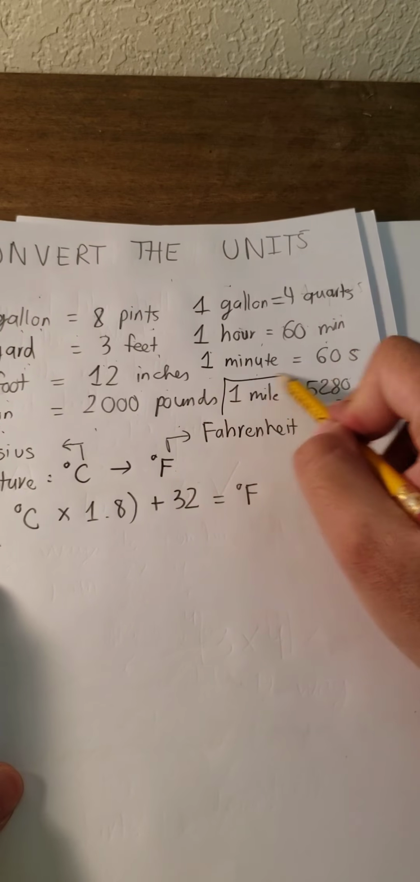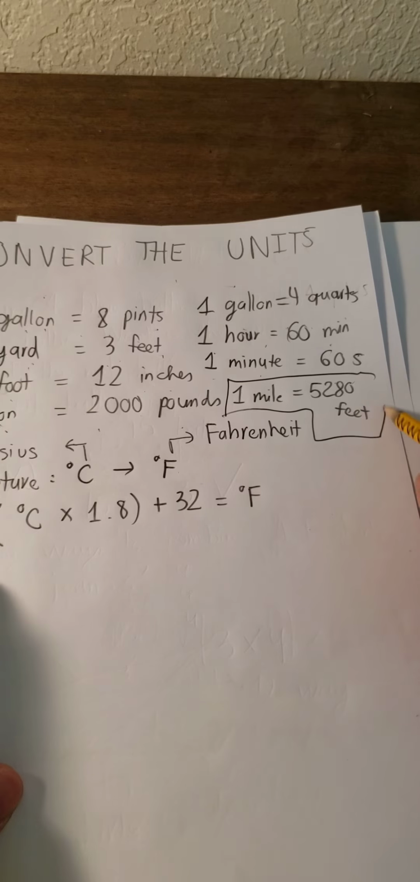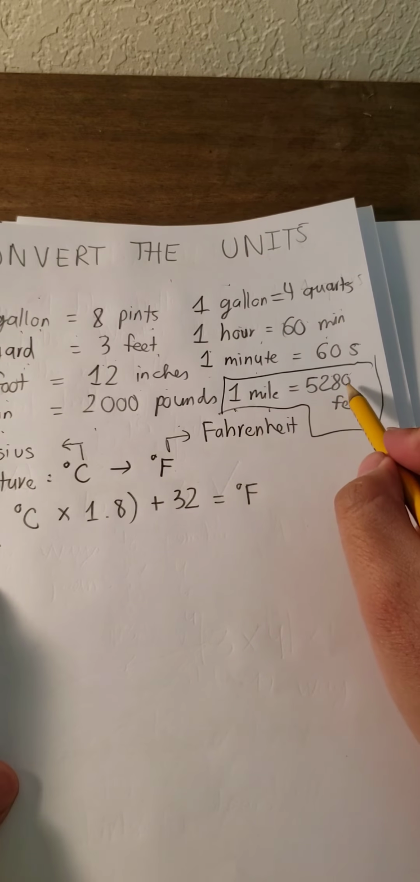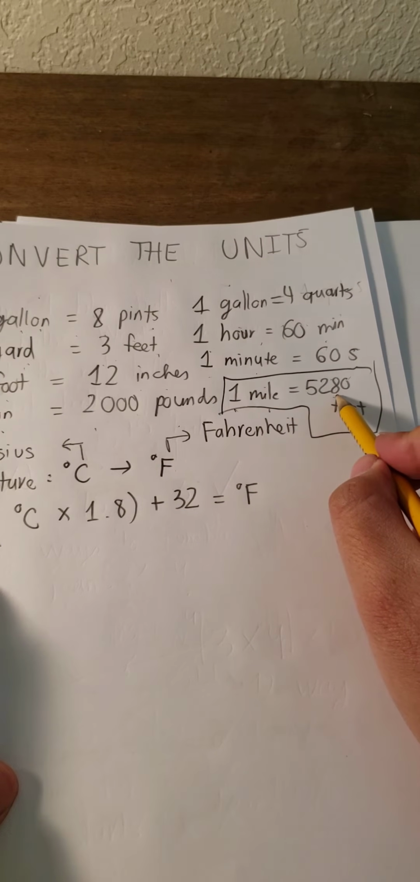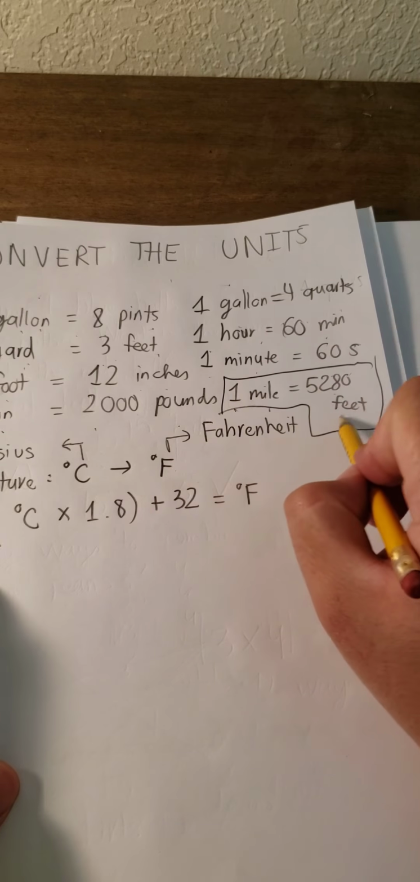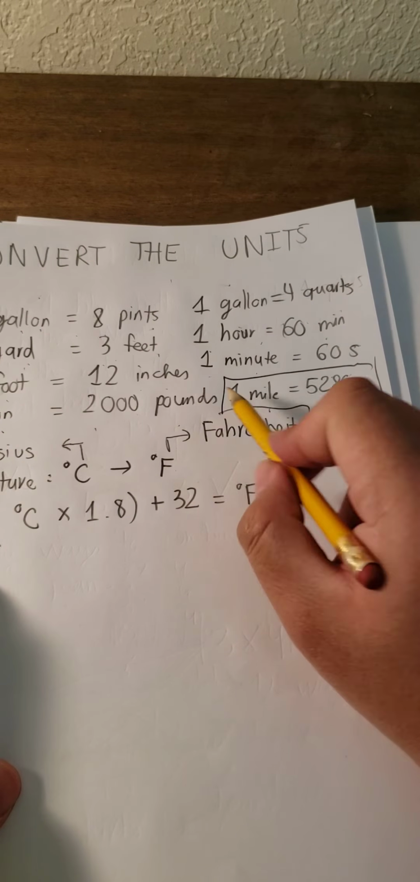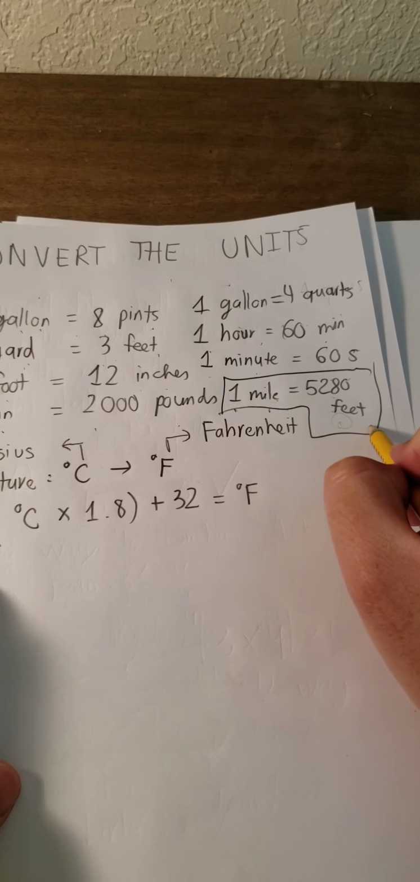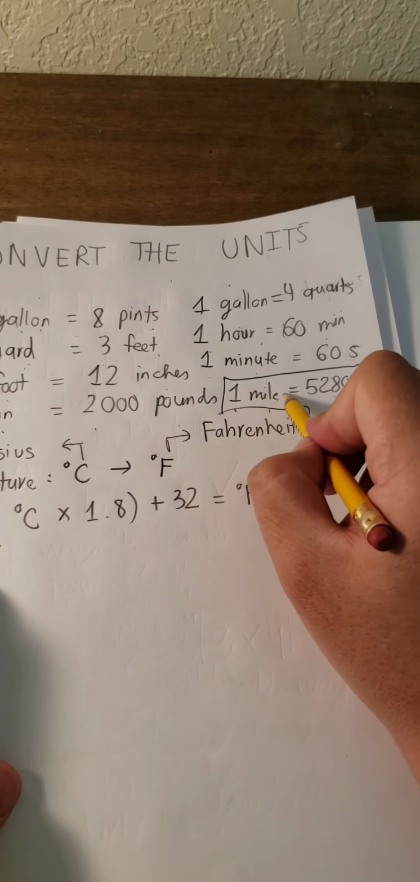And the most difficult one is this one. 1 mile is 5,280 feet, because many students don't know how to convert the mile to feet. So you need to memorize this one.